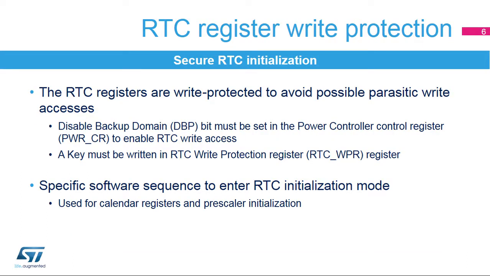The RTC is initialized using a secure method. The RTC registers are write-protected to avoid any possible parasitic write accesses. First, the disable backup domain protection bit must be set in the power controller control register in order to enable RTC write accesses. Then, a specific sequence must be written in the RTC write protection register. Initialization mode must be entered in order to change the clock prescaler values or the calendar value.